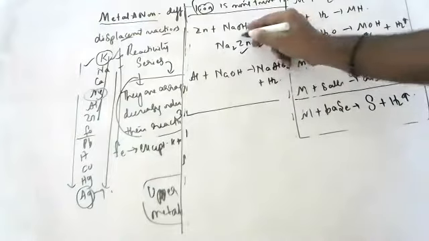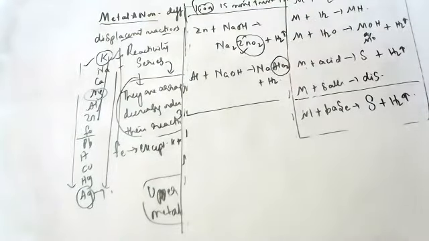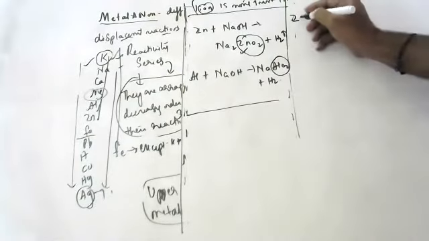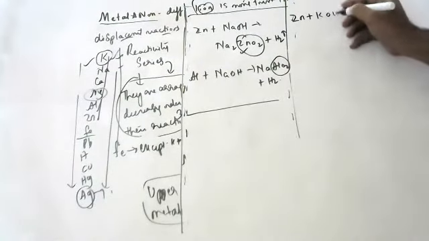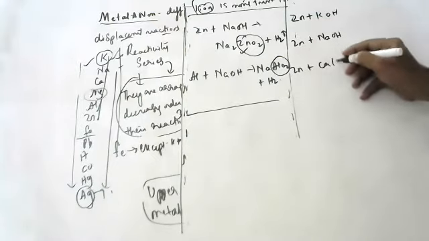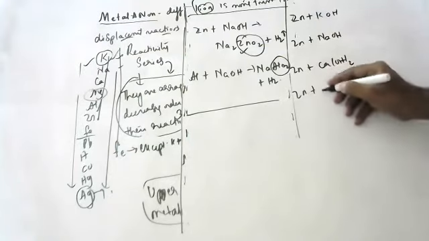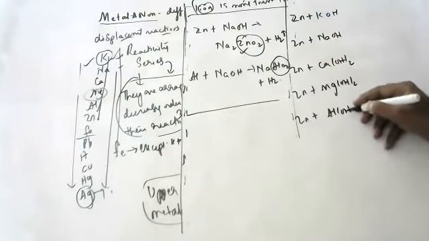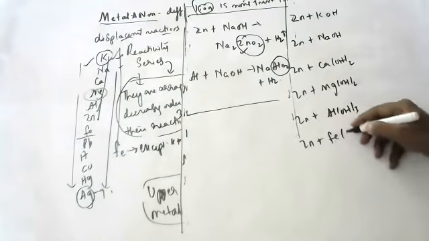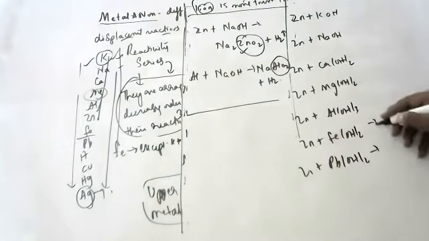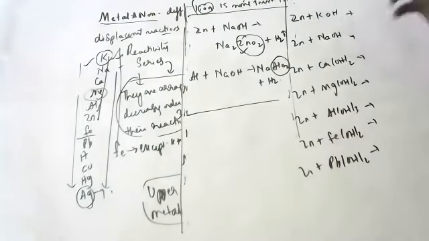Do you remember, children, in cations I gave zincate and aluminate also. Those who did not understand, again I'm showing, children. Let's do with zinc. Zinc with KOH. Zinc with NaOH. Zinc with Ca(OH) taken twice. Zinc with Mg(OH) taken twice. Zinc with Al(OH) taken thrice. Zinc with Fe(OH) taken twice. Zinc with Pb(OH) taken twice. Children, what you will get here, in all the cases hydrogen gas is compulsory.